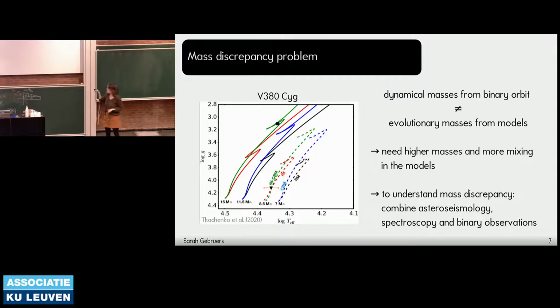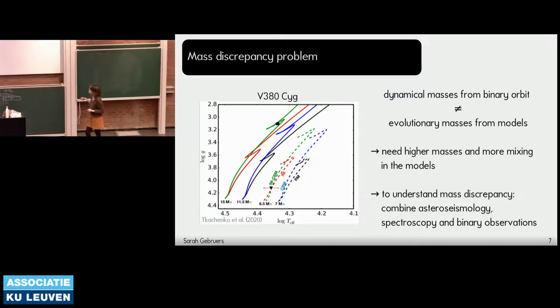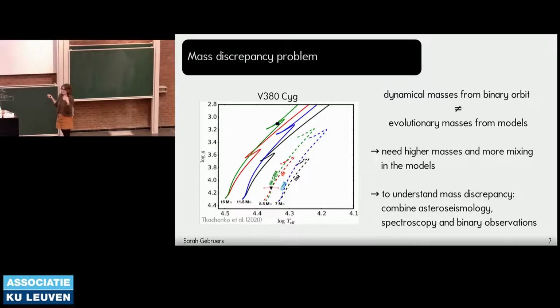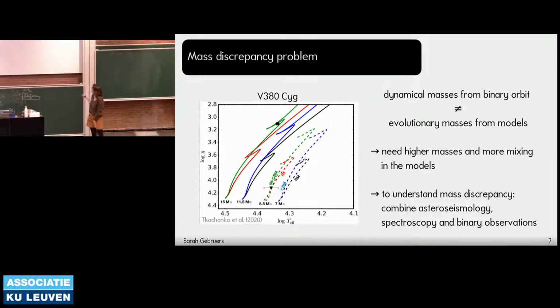Another problem that is detected is the mass discrepancy problem. By studying eclipsing binaries, people can get estimates of masses in two different ways. You can get the dynamical masses, which come from analyzing the binary orbit, and you can also get evolutionary masses from models. Here is a very famous example, this binary star. You have the primary and the secondary here, based on observations, and then there are various evolutionary tracks computed from models.